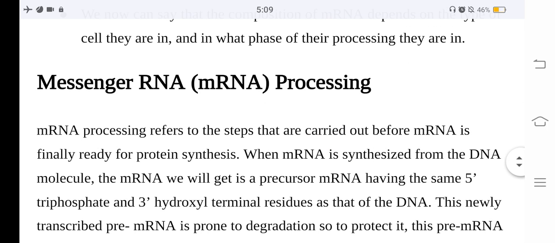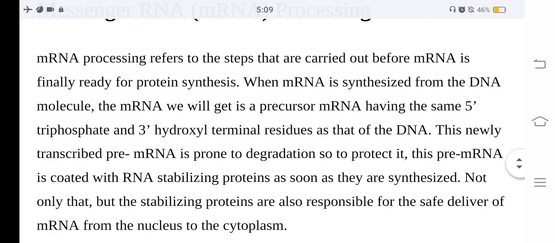So, messenger RNA processing. mRNA processing refers to the steps that are carried out before mRNA is finally ready for protein synthesis. When mRNA is synthesized from the DNA molecule, the mRNA we get is a precursor mRNA having the same 5' triphosphate and 3' hydroxyl terminal residues as that of the DNA. This newly transcribed pre-mRNA is prone to degradation.